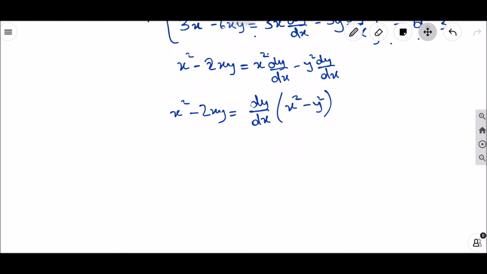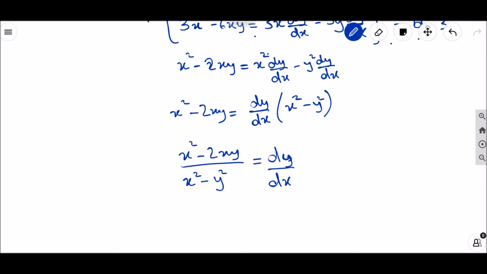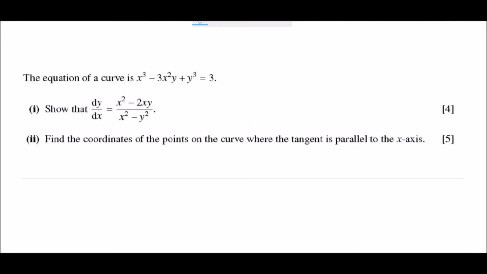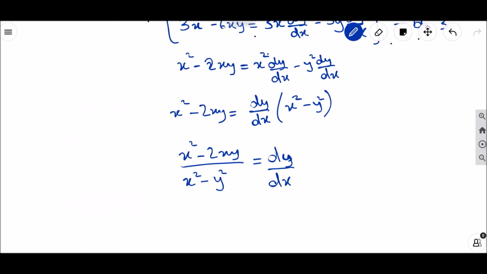Now we'll just make dy over dx the subject, so this will be divided. So it will become x squared minus 2xy divided by x squared minus y squared is equal to dy over dx. And we can tally if this is the same. X squared minus 2xy over x squared minus y squared. Yes, it's the same. So this is the first part.